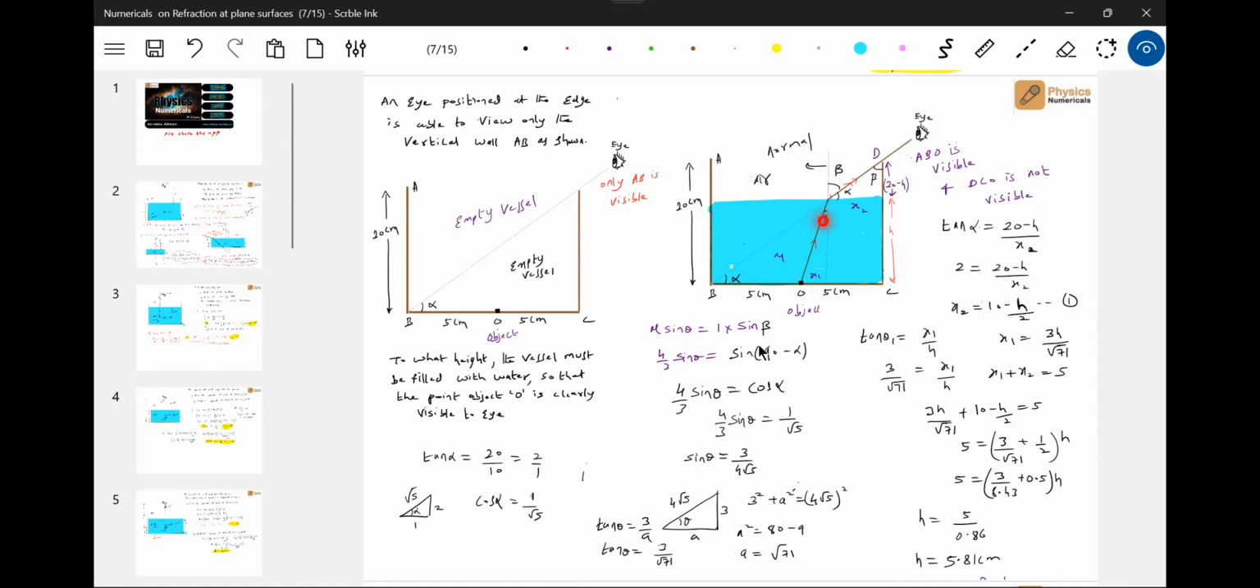Then tan theta should be equal to x1 by h. So tan theta should be equal to the tan theta value we know, 3 by root 71. So x1 is equal to 3h by root 71. Okay, then we know x1 plus x2 is equal to, these are some things which we have brought from looking at the diagram. Then substituting x1 and x2, we have the x2 value, the x1 value. Substituting these yellow color things, the x1, x2 values, in this equation and solving for h, we'll get this answer. This is our answer.